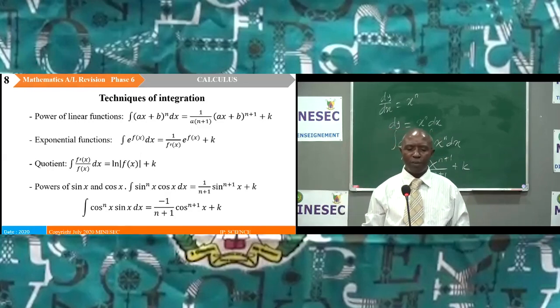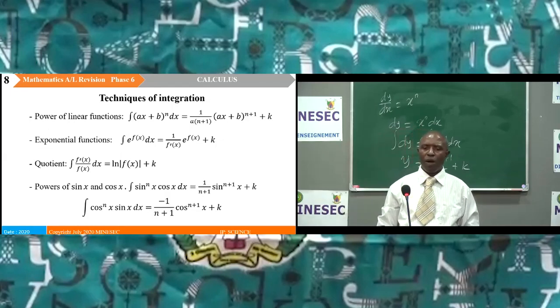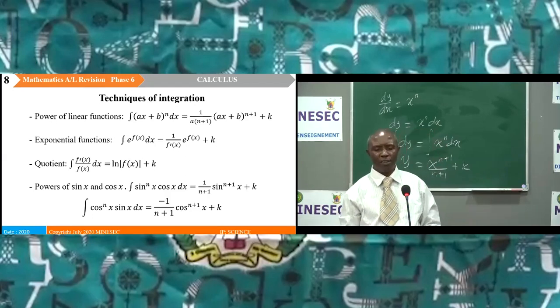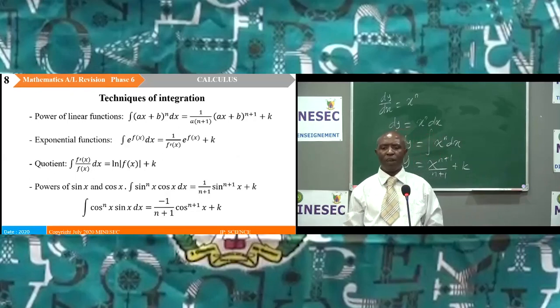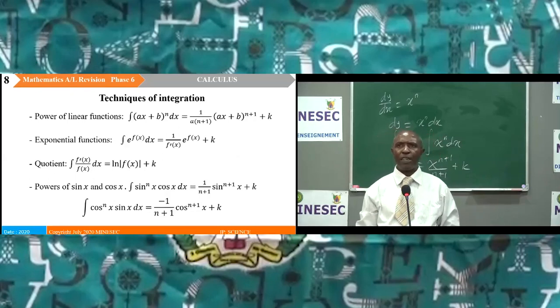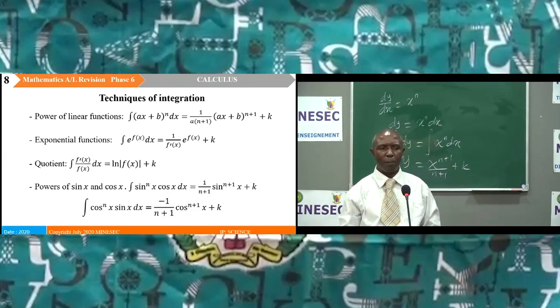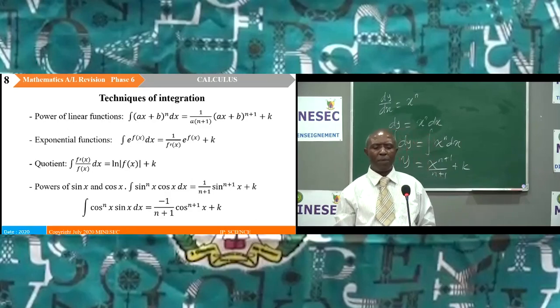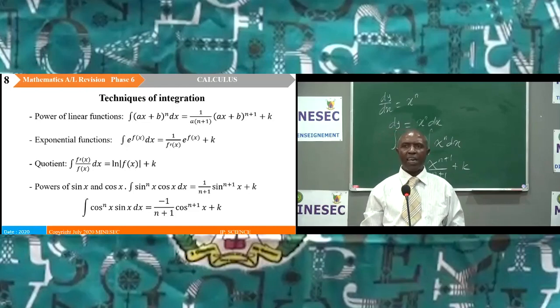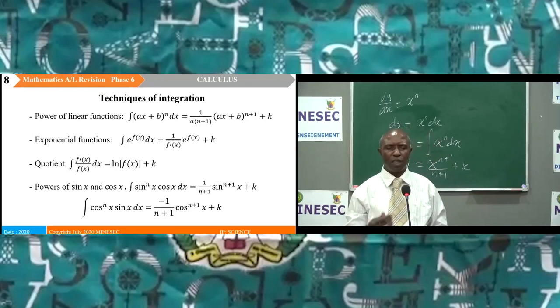Exponential functions. The integral of e to the f(x) dx is equal to 1 over the derivative of f(x) multiplied by e to the power f(x) plus the constant of integration. Quotient. The integral of the derivative of a function divided by the function itself, dx, is equal to the natural log of the absolute value of that function plus k.